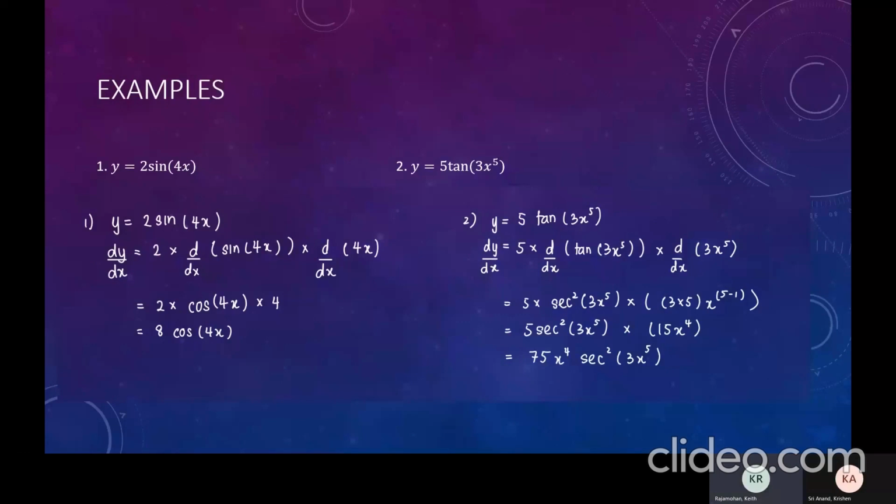The second example, we have y equals 5 tan 3x to the power of 5. So dy/dx is 5 times the differentiation of the tangent function times the differentiation of 3x to the power of 5. So combining everything will give you an answer of 75x to the power of 4 times sec squared 3x to the power of 5.